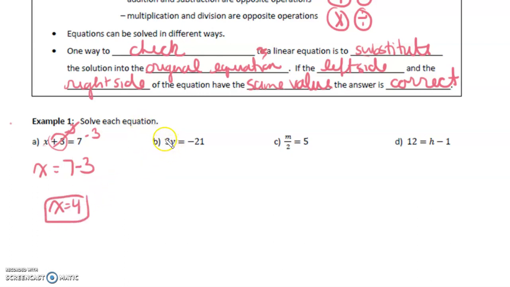Okay, 3y equals negative 21. So the 3 and the y are multiplied. The opposite of multiplication is division. So let's divide both sides by 3, and these 3's cancel out. What we're left with is negative 21 over 3, which is negative 7.